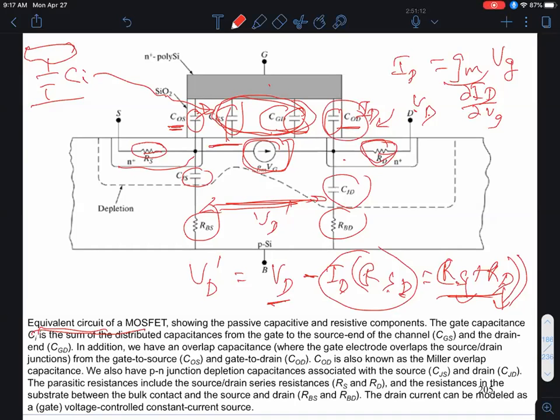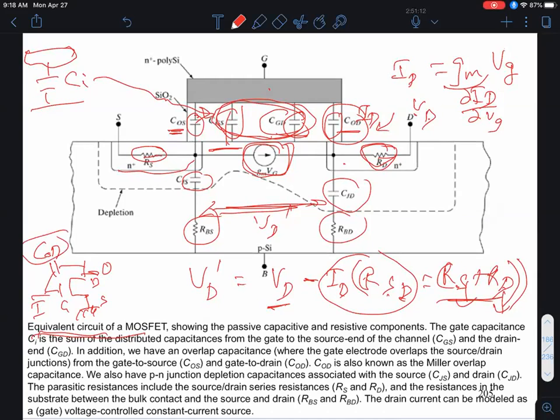Now the COD is particularly problematic because if I look at an equivalent circuit of a MOSFET, okay, that's my input, that's my output, okay? So the COD corresponds to a feedback capacitance between the output terminal and the input terminal, okay? And that's, of course, the source, which is grounded. So that's source, drain, that's my gate, okay? You may have seen this in E438 or some of these other circuit courses, okay? So this feedback capacitance is known as the Miller overlap capacitance, okay?